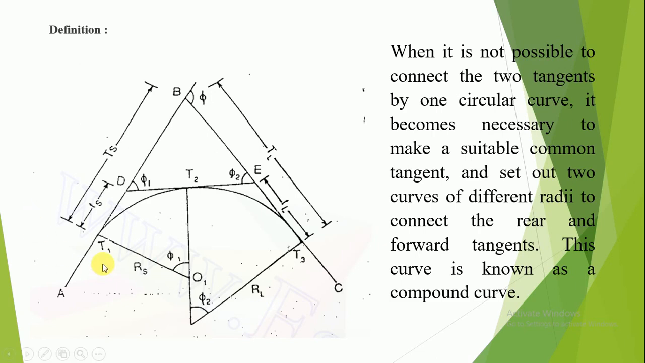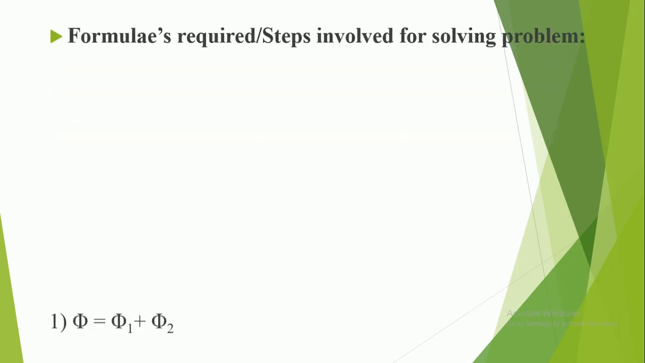Chainage T1 and chainage T3 are the two tangent points, and the point of compound curvature is T2, where the first simple circular curve of one radius changes its radius into the second. That point we call the point of compound curvature. Basically, we will now see the formulas required and the steps involved for solving this problem.